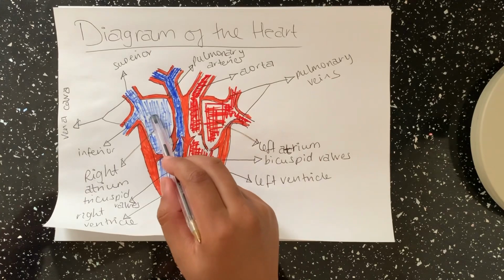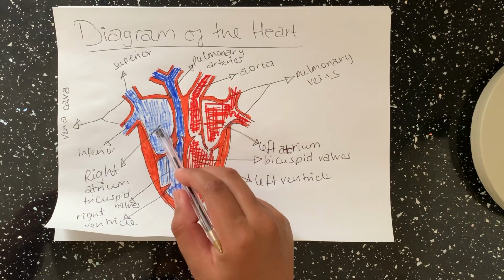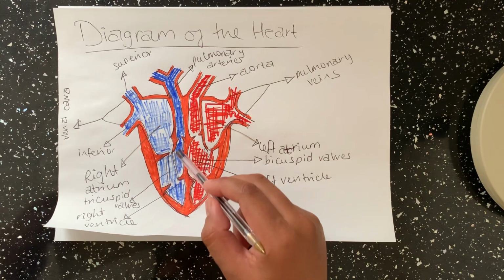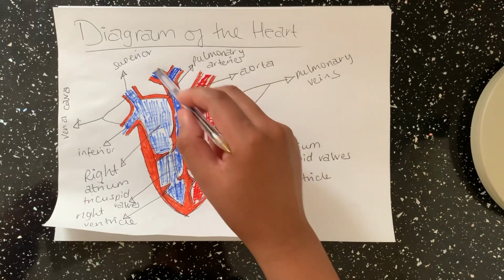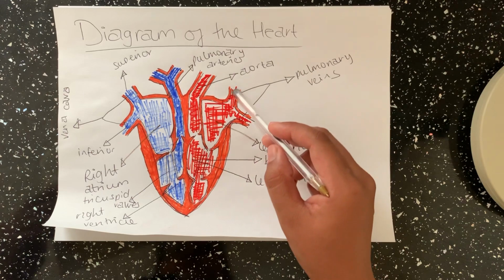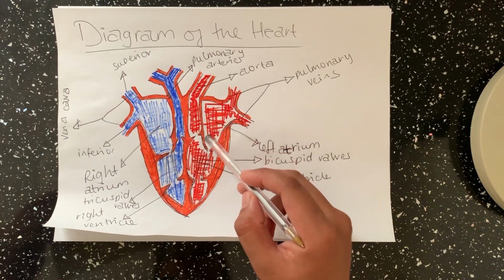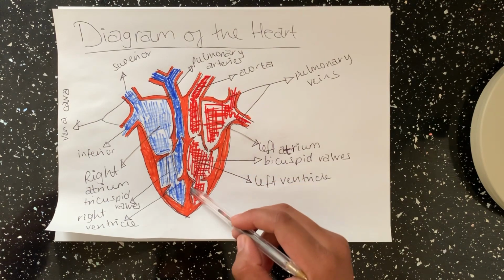Starting at the right atrium, blood drops into the right ventricle when the tricuspid valves open. The right ventricle contracts and deoxygenated blood gets pumped to the lungs through the pulmonary arteries to get oxygenated. Oxygenated blood then returns to the heart through the pulmonary veins into the left atrium. The bicuspid valves open and the blood drops into the left ventricle.